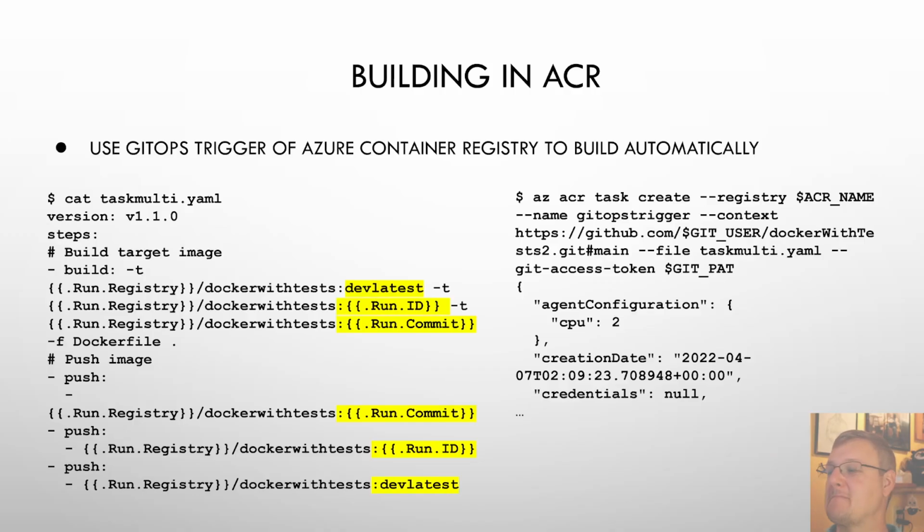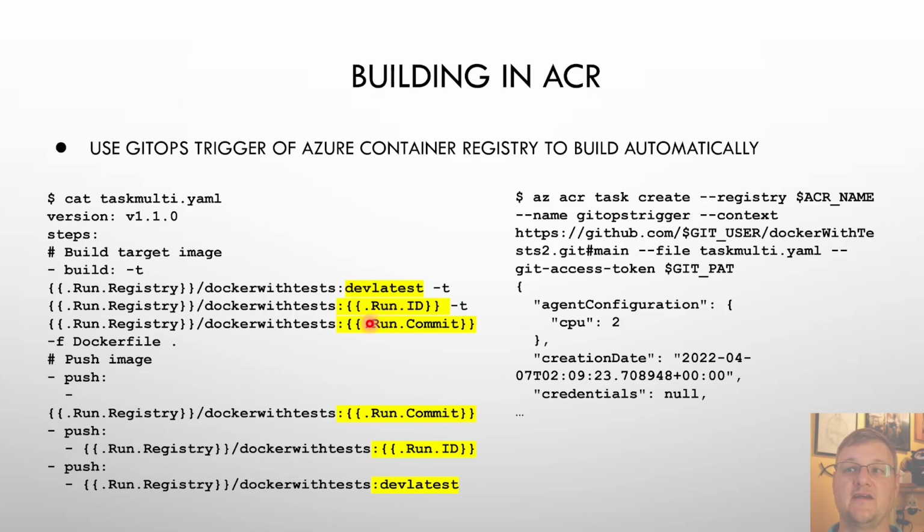So I also talked about building in ACR. In this case, I'm using Azure Container Registry to use what's called a task to automatically build. So it's GitOps within ACR. Here you see I defined a task that says, build me 3 container images. This is the same container image, but 3 tags. Basically I'm tagging dev latest, a mutable tag that I can use for my GitOps.